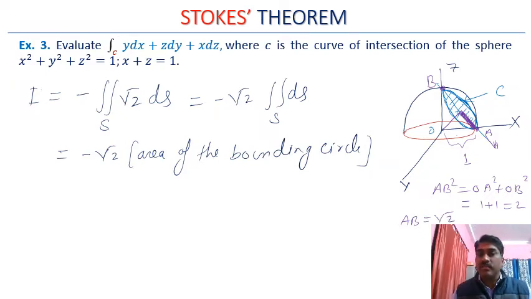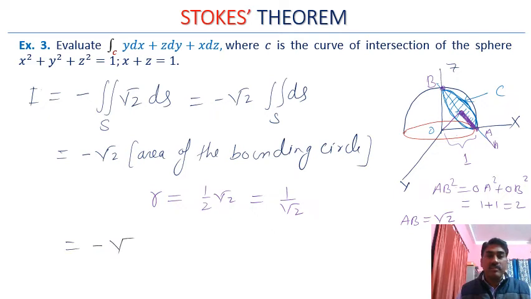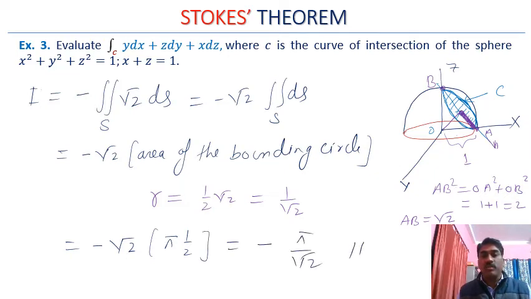Then what is this radius? The radius is just half of AB. So let us name the radius R, the radius of the green circle. This is just 1 by 2 root 2, which means 1 by root 2. So now what is the area? Just complete the question by writing this. The area bounding the circle is pi r square, which means 1 by root 2 square, which is 1 by 2. So finally it is pi by root 2. This is our evaluation of the given integral.